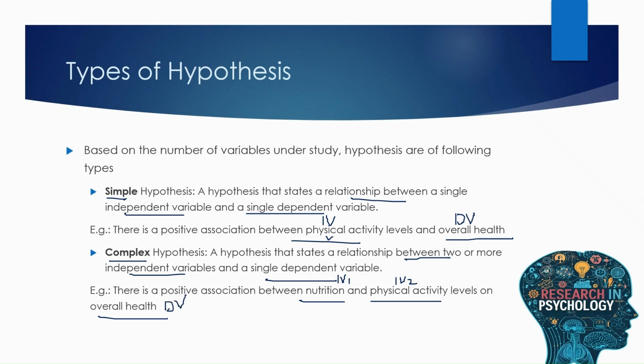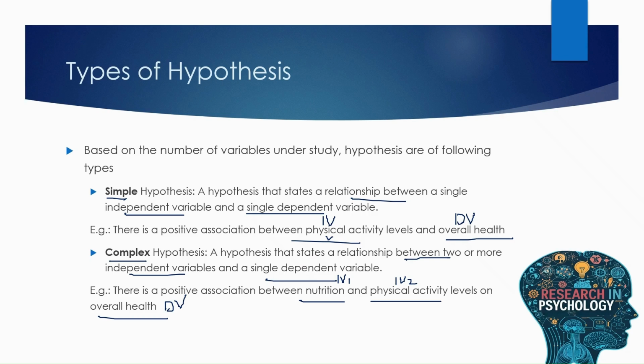All right. So that was all about types of hypothesis. What are the different types of hypothesis that we have seen? Null hypothesis and alternative hypothesis. And alternative hypothesis we further divided into directional hypothesis and non-directional hypothesis. Then we saw associative hypothesis. Then based on number of variables under study, we saw simple hypothesis and complex hypothesis. Now this is a topic which you will see across multiple subjects. Okay, so make sure you understand this and remember this.